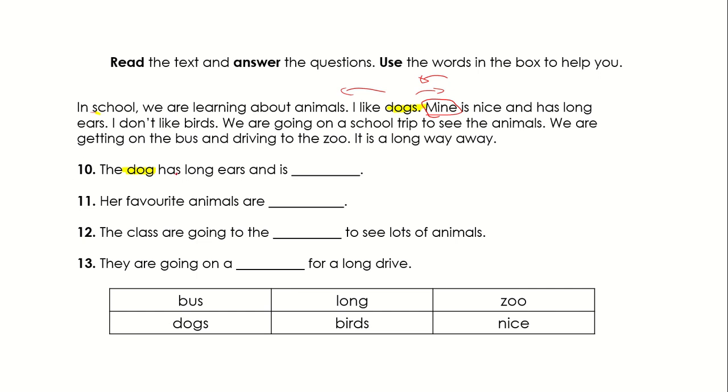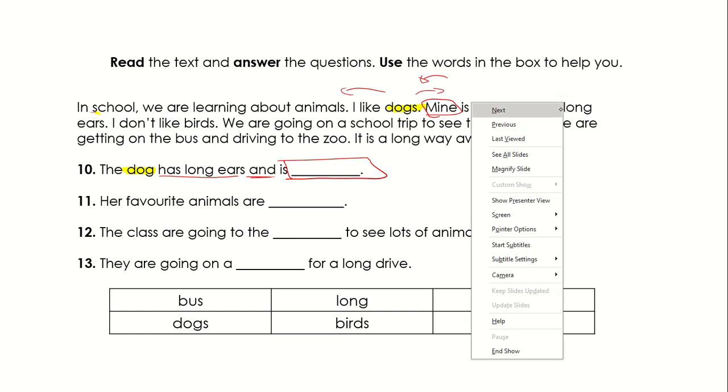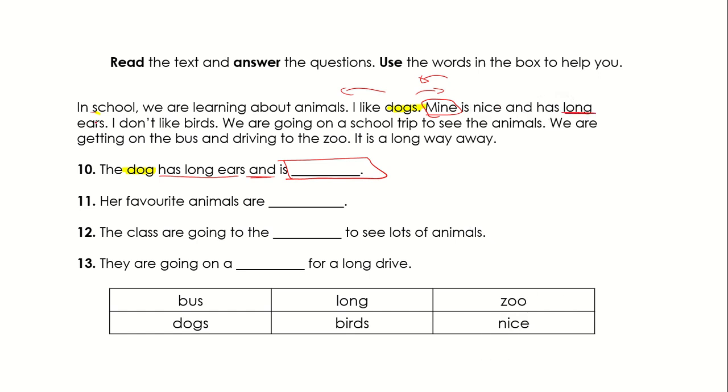The dog has long ears and something. So let's read the sentence. Mine is nice and has long, here's that same word we saw from before, let's underline it, long ears and. Do you see now the word is before? What's the missing word? You see that? Nice. Look in my word bank. You see it? Good. We take it and we put it inside here.